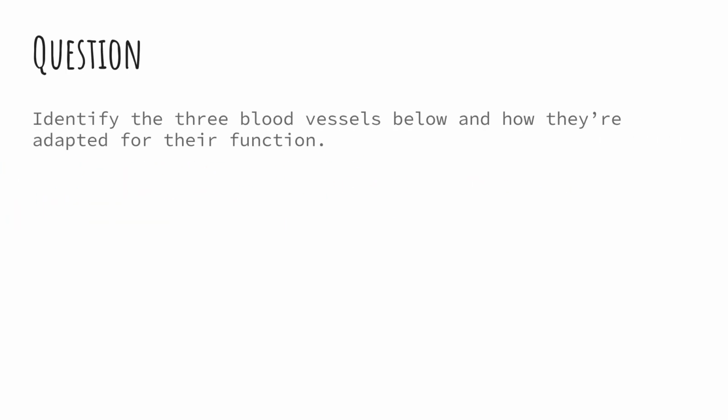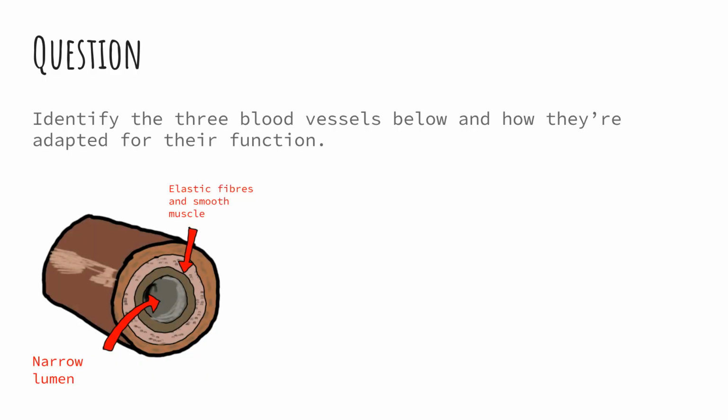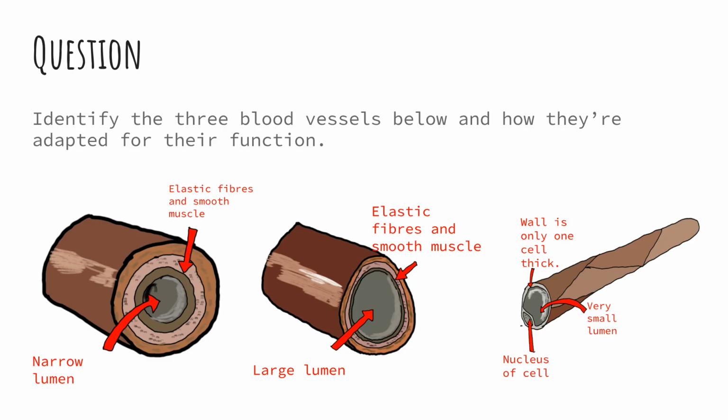We can distinguish between 3 types of blood vessels based on their adaptations. Arteries have thick walls with elastic fibers to withstand high pressure. Veins have large lumens and valves to ensure one-way flow. Capillaries are extremely thin, only 1 cell thick, to allow for efficient gas exchange.